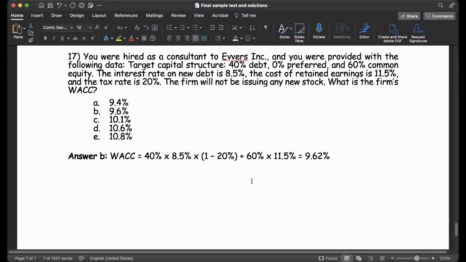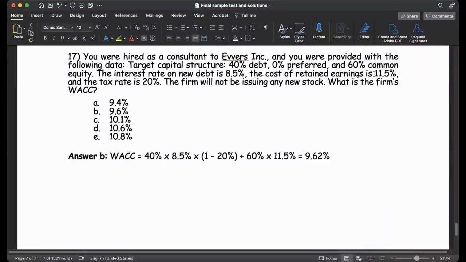Last question, question 17. You were hired as a consultant to Everest Incorporation and you were provided with the following data. Target capital structure is 40% debt, 0% preferred stock, and 60% common equity. The interest rate on new debt is 8.5%. The cost of retained earnings is 11.5%. Tax rate is 20%. The firm will not be issuing any new stock. What is the firm's WACC?